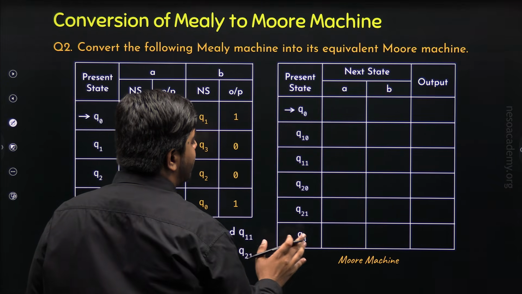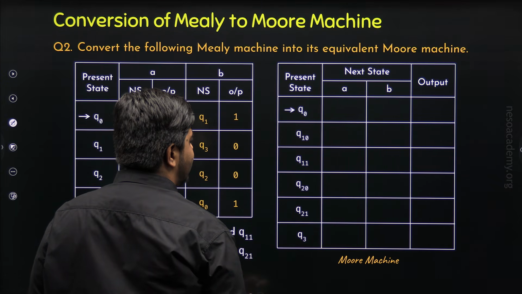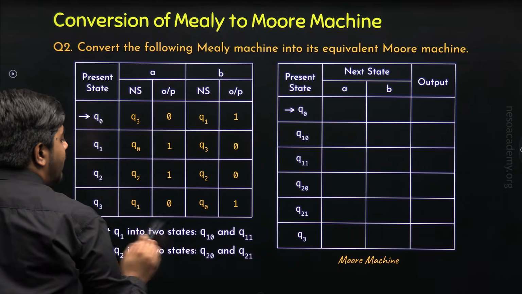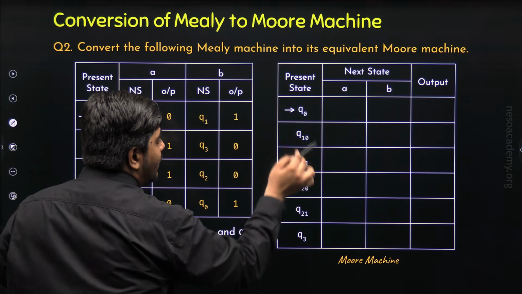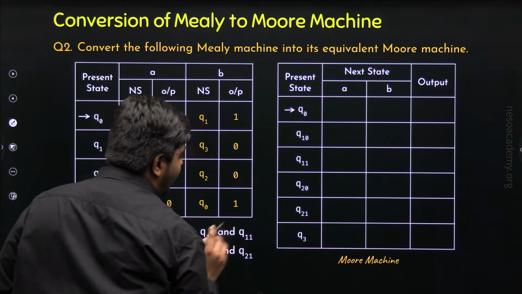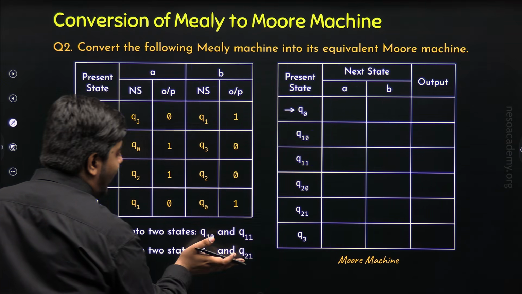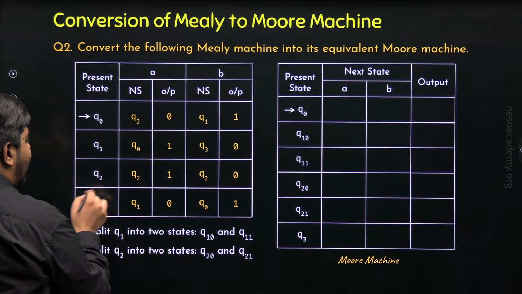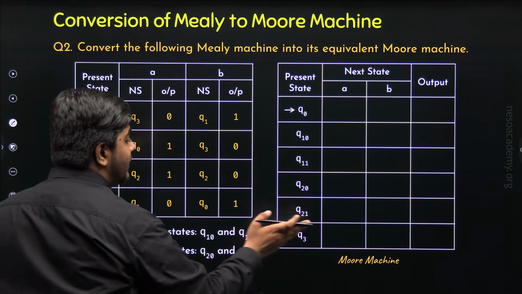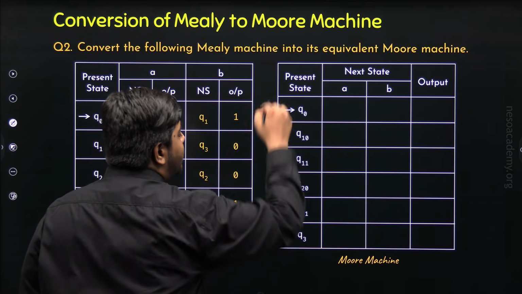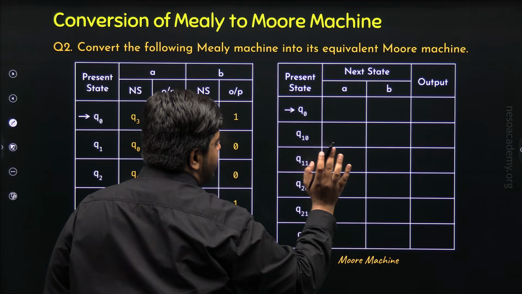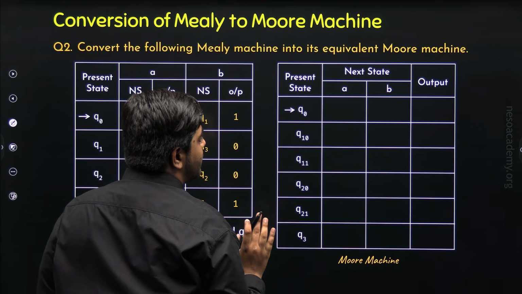So this is the structure of the Moore machine transition table, and as you can see, we have Q0 as it is, but instead of Q1, we are having Q10 and Q11. Instead of Q2, we are having Q20 and Q21, because Q20 and Q21 are split from Q2, and Q3 is as it is in the Moore machine table also. And in this Moore machine table, you can see only the present state is determining the output symbol, not the current input symbol, as per the definition of the Moore machine.